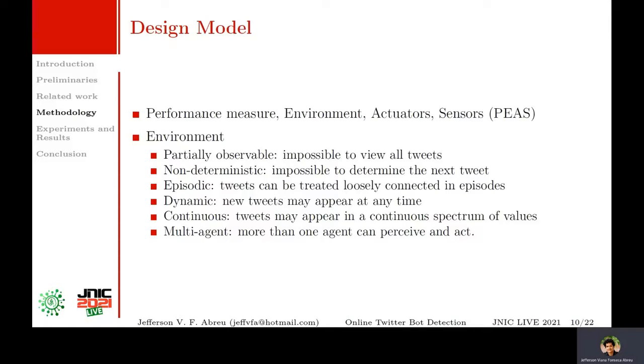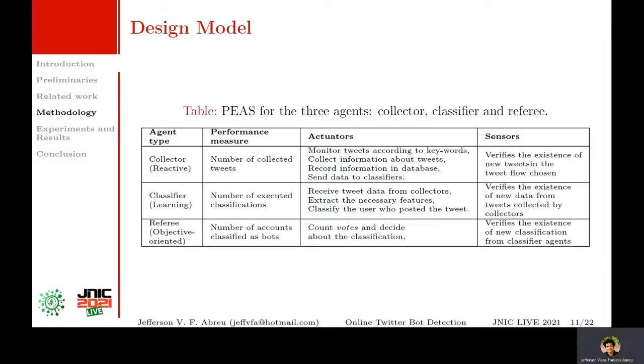The environment used here is Twitter, and this environment is the same for all the three kinds of agents developed here. Twitter can be defined as partially observable, non-deterministic, episodic, dynamic, continuous, and multi-agent. We have the PEAS for the three kinds of agents: the collector, the classifier, and the referee.